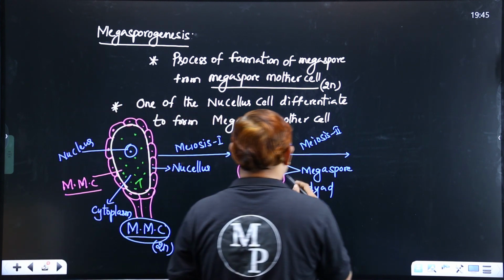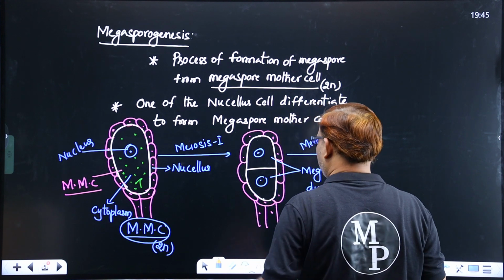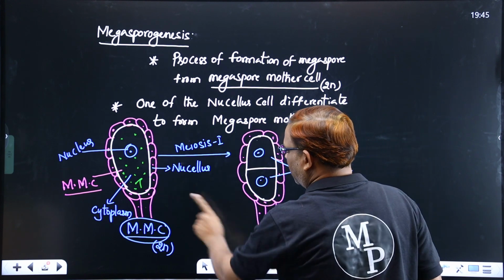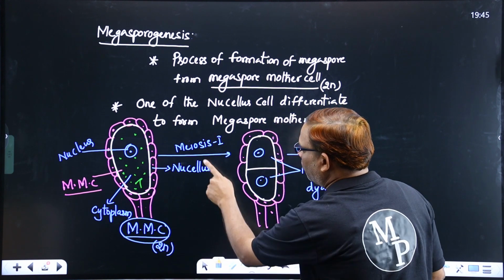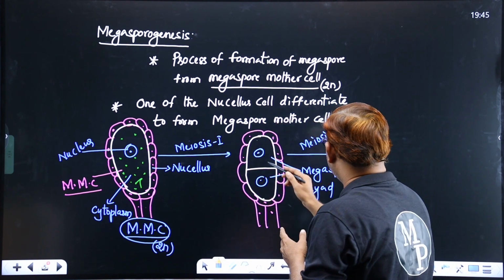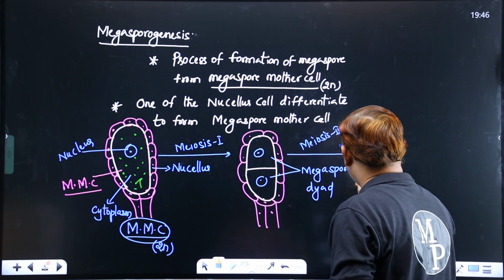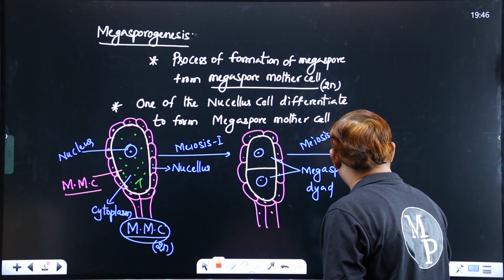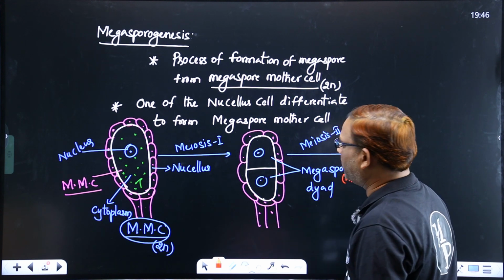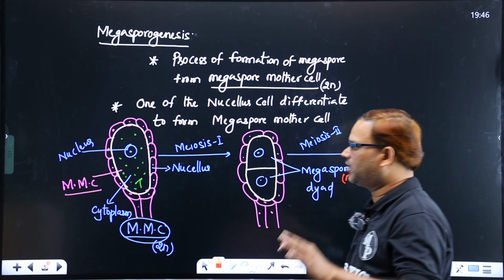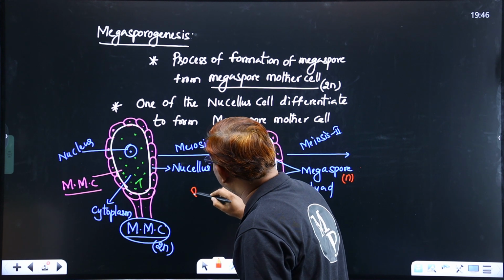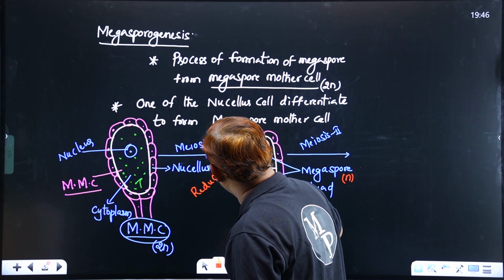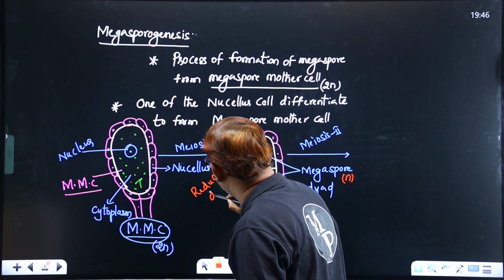Now, meiosis 2 is nothing but a mitotic division. Here, the megaspore mother cell undergoes meiosis 1 and becomes a megaspore dyad. But what is the megaspore ploidy? It is half ploidy, so that is called reductional division. What is reductional division? That is meiosis.